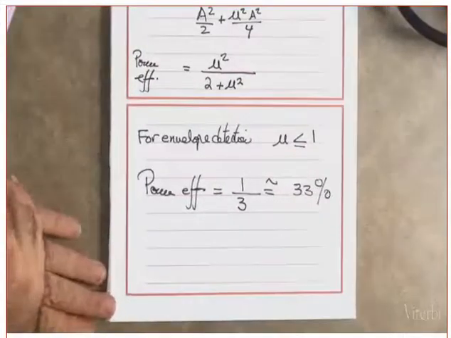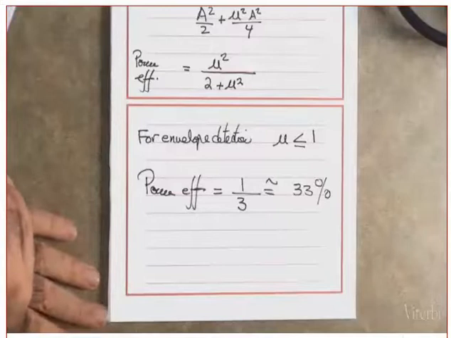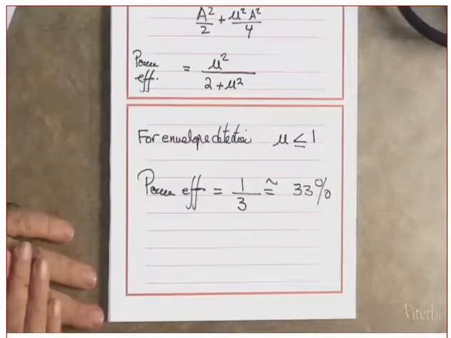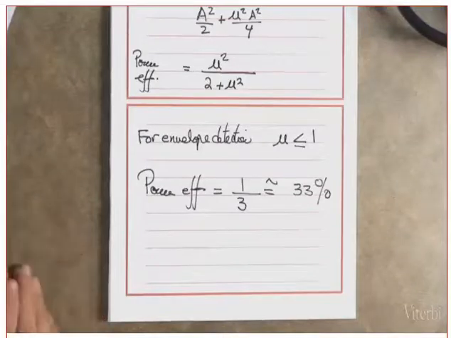Clear? What does this mean? One more time, what does it mean? 33% of the time, you are sending what? Useful information. The remaining part, you are sending what? Nothing. By nothing means what? It's just a carrier signal. Clear? It's no information. Yes or no?